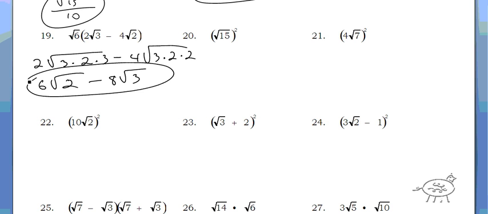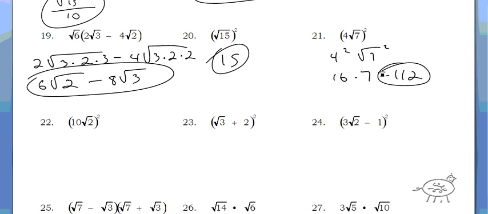Okay, 20 is easy. Square root of 15 squared is 15. Okay, 4 root 7 squared. That's 4 squared times root 7 squared, which is 16 times 7, which is 112. Okay, 10 root 2 squared, so it's 10 squared times root 2 squared. So it's 100 times 2, which is 200.